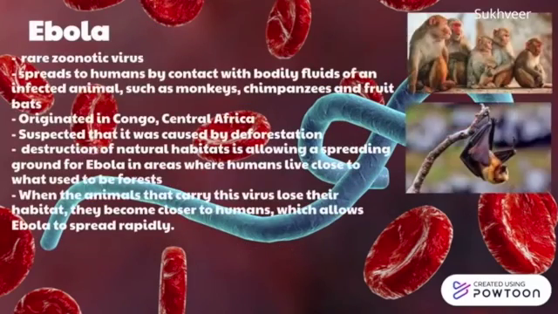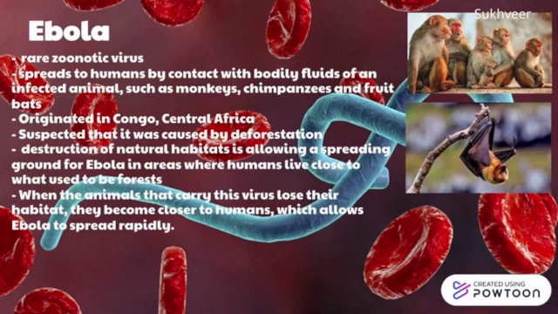Ebola is a zoonotic disease that is spread to humans by contact with bodily fluids of an infected animal, such as monkeys, chimpanzees, and fruit bats. It can also spread by touching contaminated surfaces. Ebola originated in Congo, Central Africa. It is now most prominent in Africa and the Philippines.